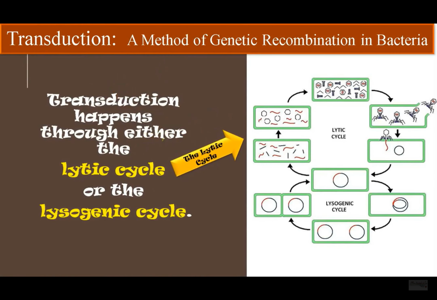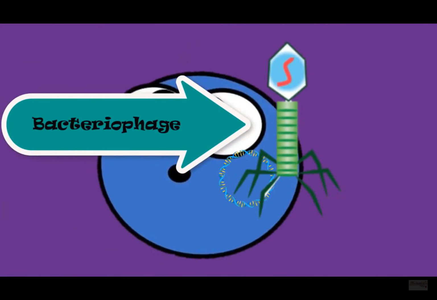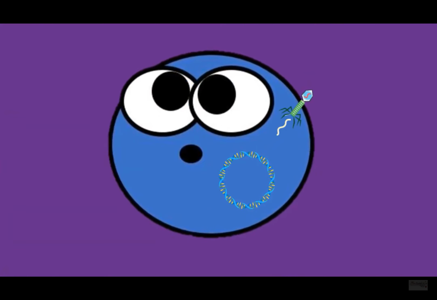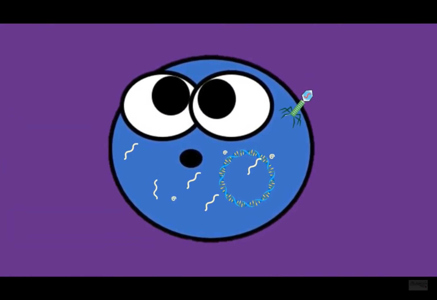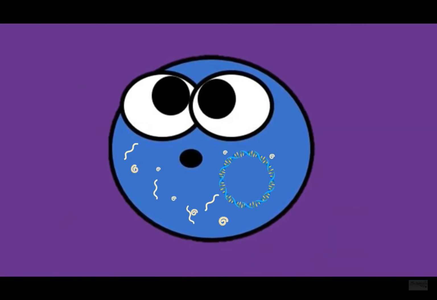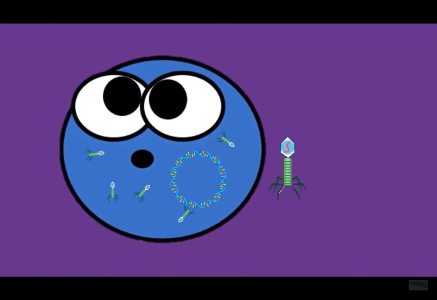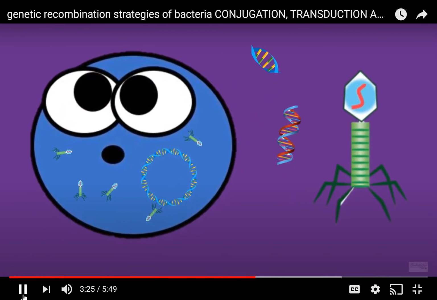Transduction happens through either the lytic cycle or the lysogenic cycle. When bacteriophages normally infect a bacterial cell, the virus's genetic material harnesses the host cell's replicational, transcriptional, and translational machinery to reproduce itself. Just like viruses can infect our cells by injecting their genetic material, they can do the same thing to bacterial cells.